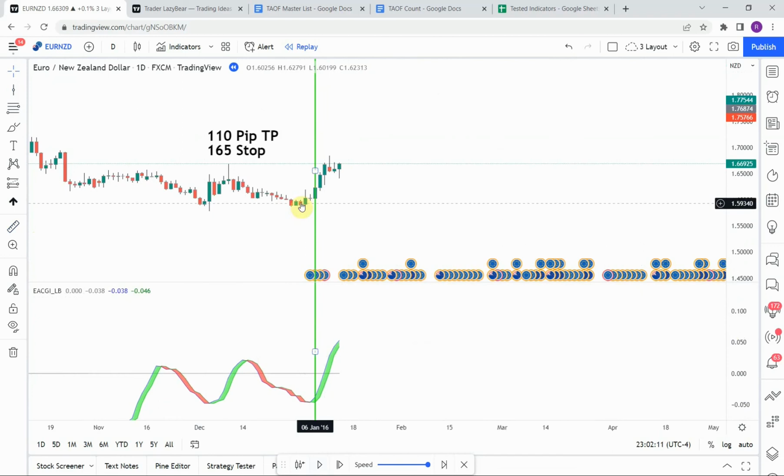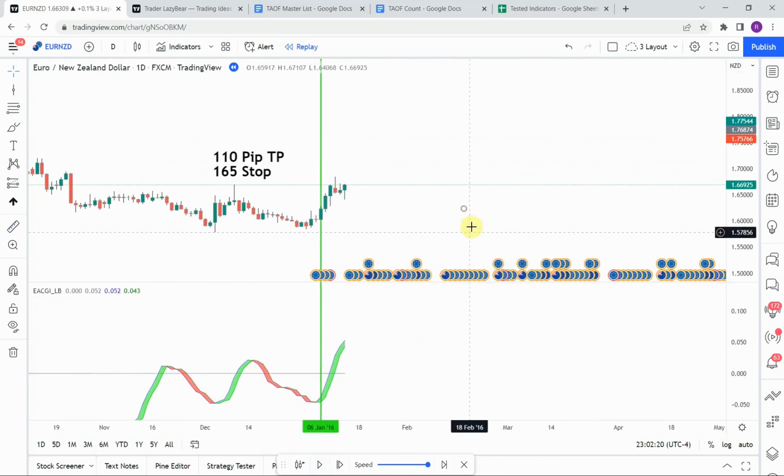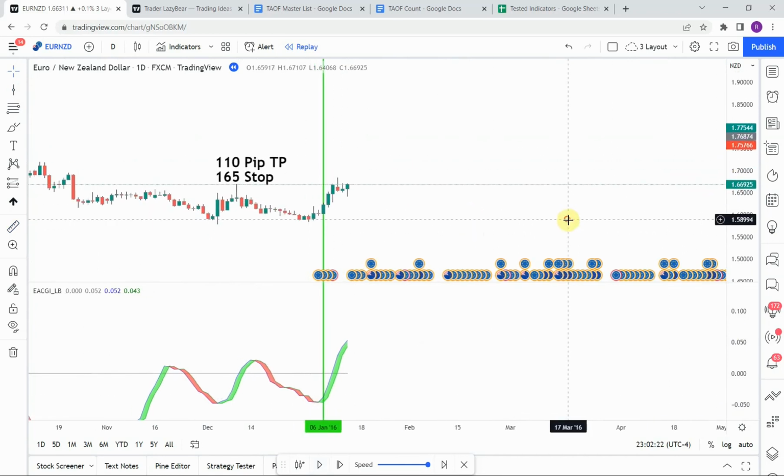Alright, so our first signal is a long signal. Our ribbon is below the zero line there, and we see that it switches to the green position right here. We get a nice push to the upside, which does come up and get us to our take profit. Let's go ahead and continue on.